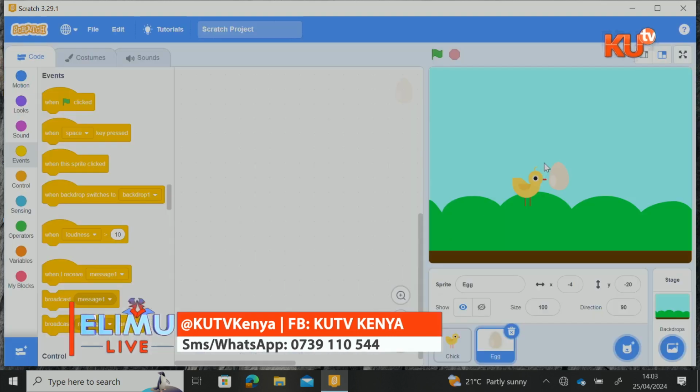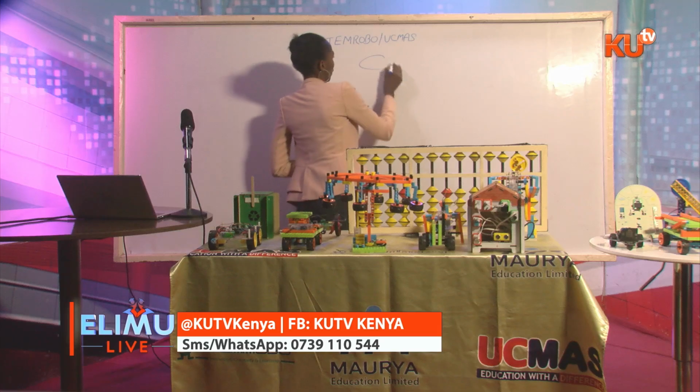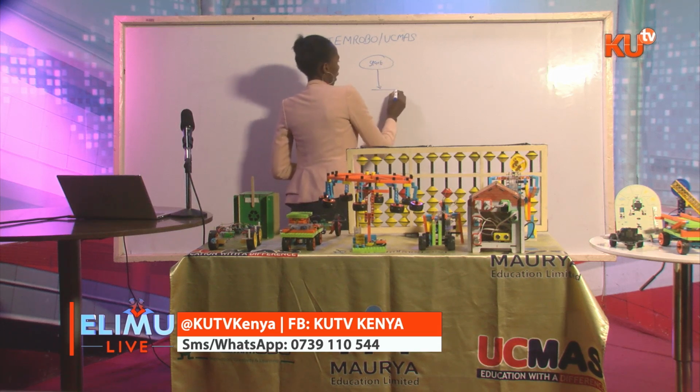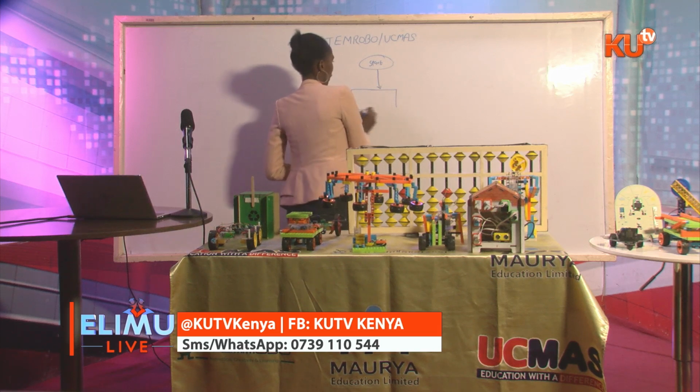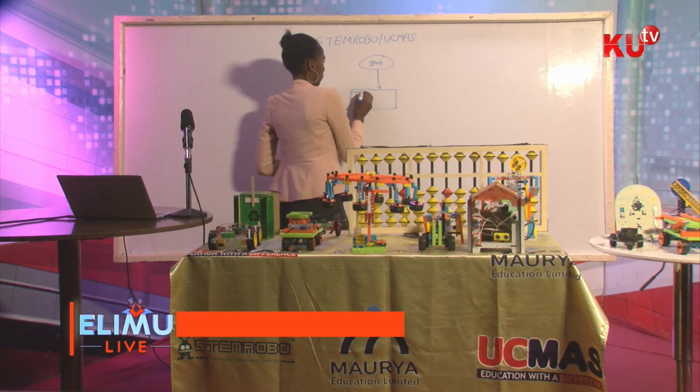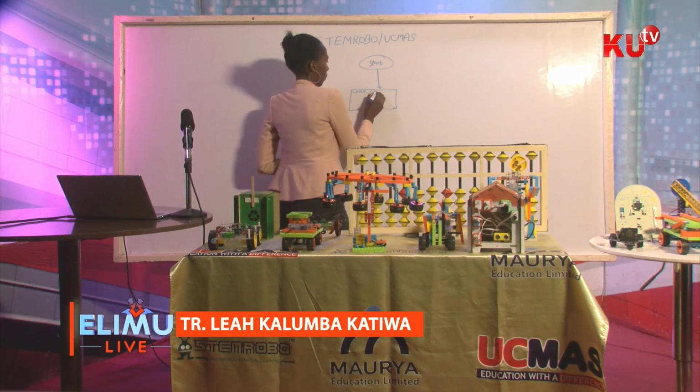So now we are going to start by doing a game plan. In a game plan, we normally use a flowchart. The oval shape shows start. Then we have an arrow to show direction. Here we have the process, what is going to be happening. So here we have the chick jumping, and we have the egg gliding.